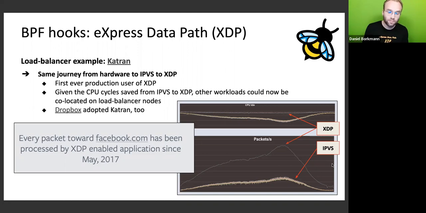And given the costs they saved because of this, they were able to co-locate other workloads on their load balancer machines, right? And actually since May 2017, all the traffic to facebook.com has been processed by BPF and XTP, which is super cool. It's really battle tested. And what you can see here on the right side is the packets per second. So they were able to sustain up to 10x higher rate than with the IPv6 they used before.